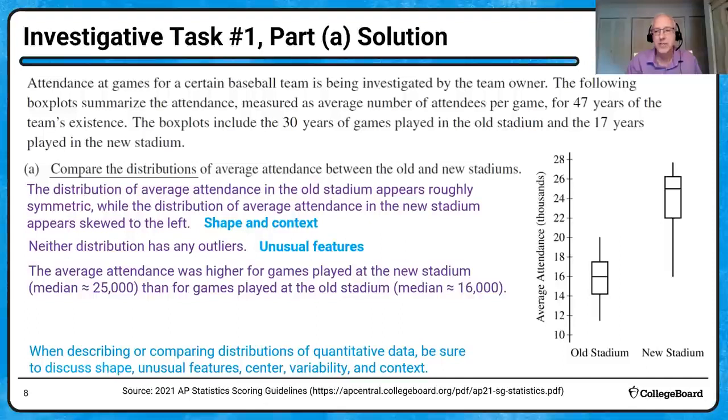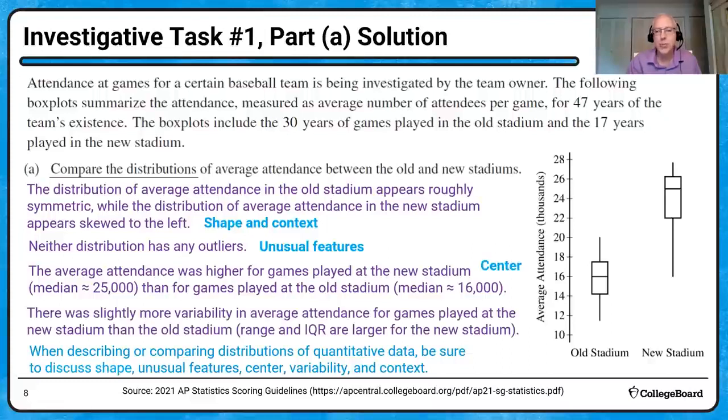Next, we talk about center. The average attendance was higher for games played at the new stadium, median about 25,000, I would say, than for games played at the old stadium, the median's about 16,000. So we've given some evidence from the graph that indicates why we think the average attendance was higher for games at the new stadium. And lastly, we'll talk about variability.